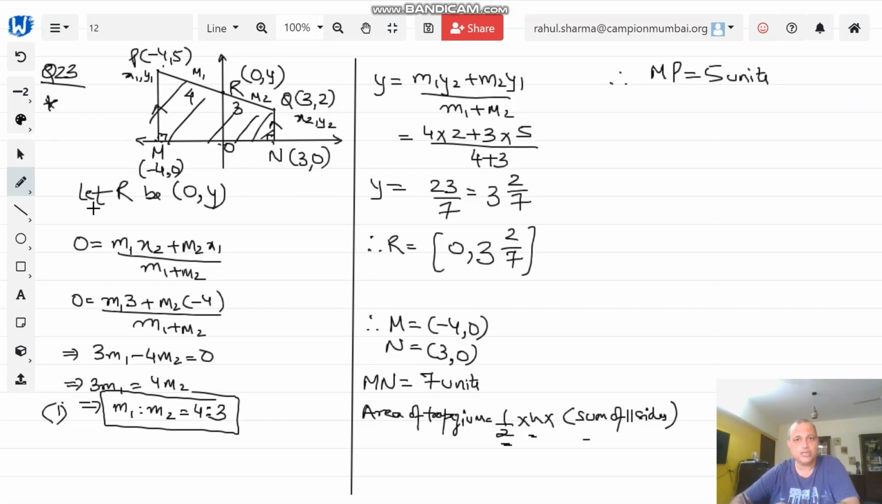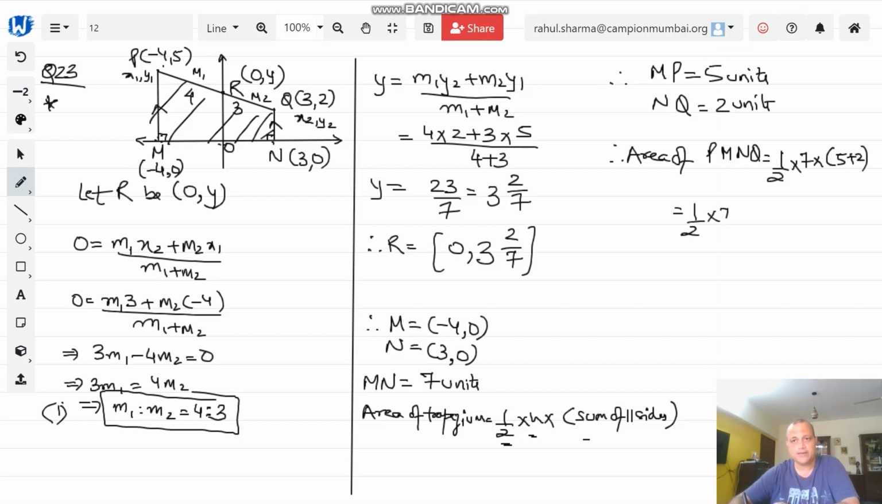And what is NQ? NQ is 2 units, because this is 2 units up and this is 5 units up. Therefore, area of trapezium PMNQ is equal to half into height. In this case, height is 5, multiplied with sum of parallel sides, which is 5 plus 2, which means half into 5 into 7, which means 35 upon 2, which means 17.5 square units.